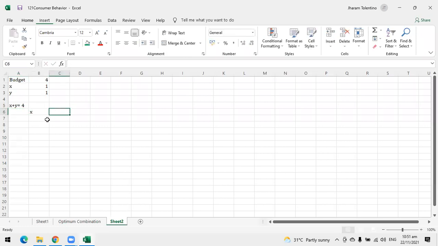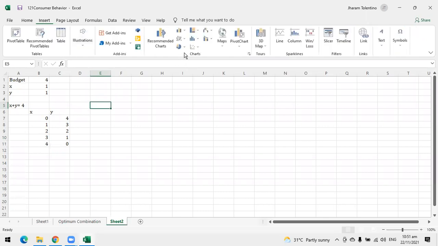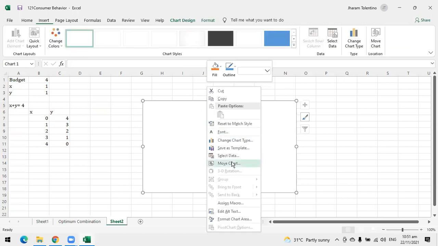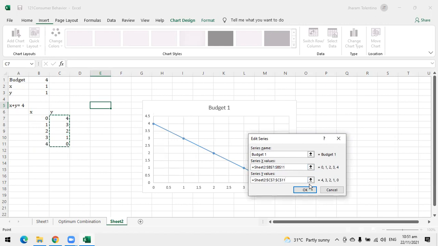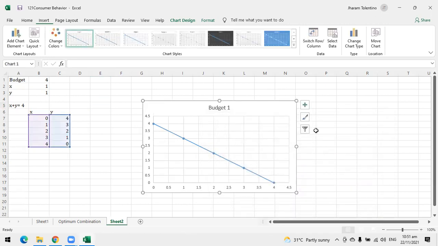Just gawa ka ng coordinates. So, madali lang yan. If X is 0, ilan to? 4. If X is 1, 3. This is 2. Then 3, piso. Then it is 4, 0. Okay? So, ano gagawin mo lang? Gawa ka ng graph. Pinakita ko na kanina. Papakita ko ulit. Paulit-ulit tayo. Okay lang. Select data tayo. Okay, budget 1. Okay. So, yan na yung first budget natin.